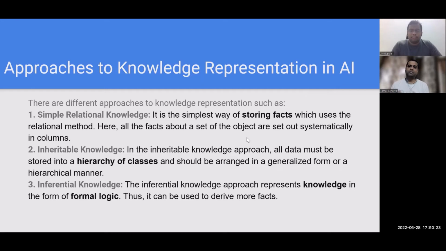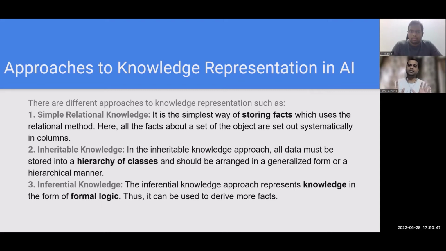Now there are a few approaches to knowledge representation in AI. First is simple relational knowledge. This is like storing facts in tables. You can easily relate this to the RDBMS, the relational database management system, where you have tables, columns and rows. That table in itself might not give anything. We have to take some action, do some operations on the table. You have to infer from that.